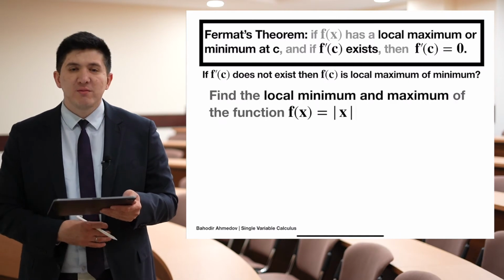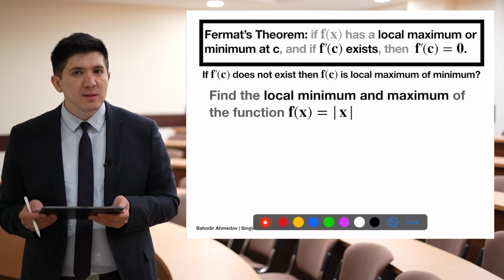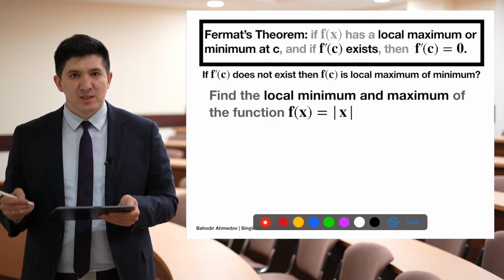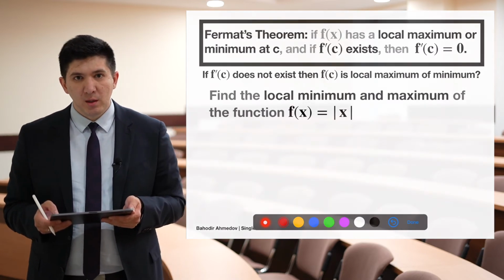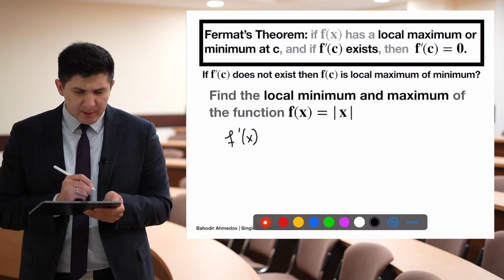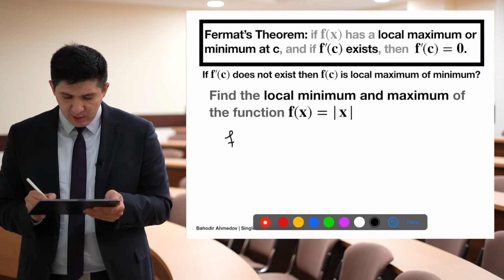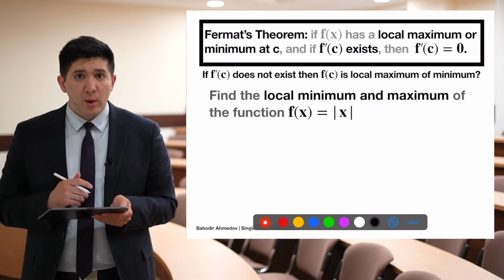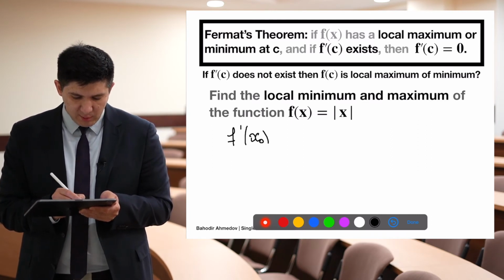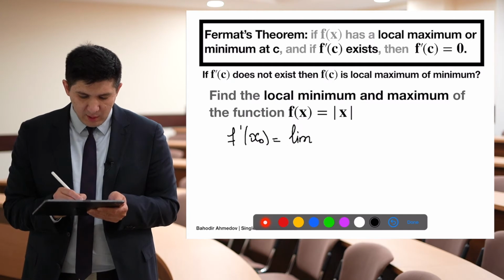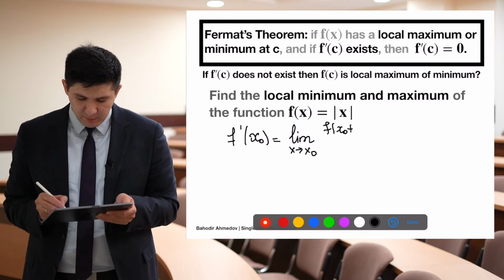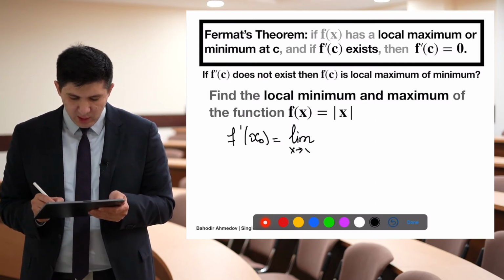So let's say we've got this function, the absolute value of x. We know that if you take the derivative of this function, the derivative simply does not exist at the point 0. Because if you remember, the derivative of the function is a limit. Let us write this. The derivative of this function at some point x0 is the limit as x goes to x0 of f of x0 plus, so I think we have to do this with the h notation.